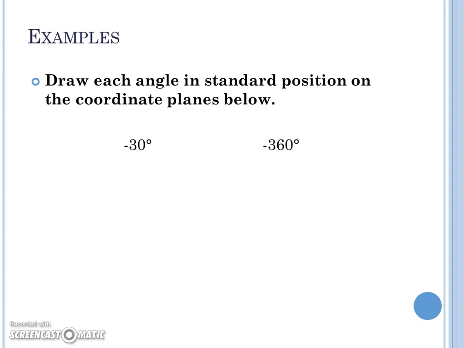Next one is negative 30, negative meaning it goes to the right, so it just starts at the normal position and goes to the right 30 degrees. Negative 360 degrees starts at the normal position, goes to the right all the way around the full circle and ends up back at the starting position. So the rays are actually on themselves. Creates the full circle angle.